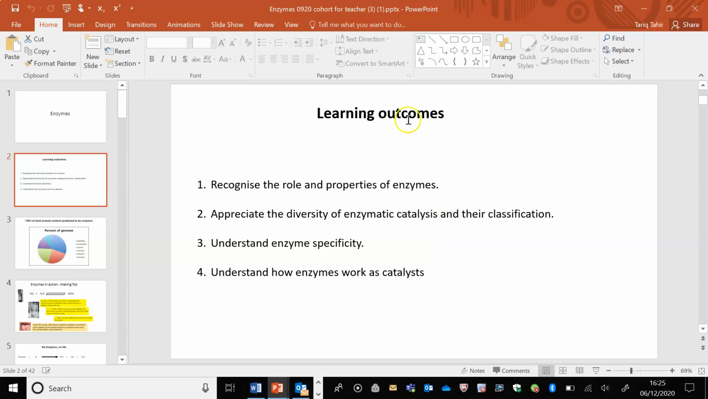Hopefully we've been through these learning outcomes now. We've talked about the role and the properties of enzymes. We've looked at the classification of enzymes based on their types of enzyme catalysis. We've looked at enzyme specificity and looked in a bit of detail at how enzymes work in terms of their mechanisms, looking at activation energy and free energy and entropy. The next lecture will be on enzyme catalysis, enzyme kinetics to be more specific, and inhibitors of enzymes.